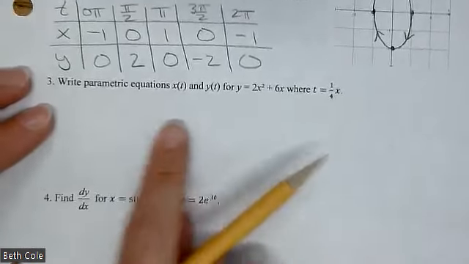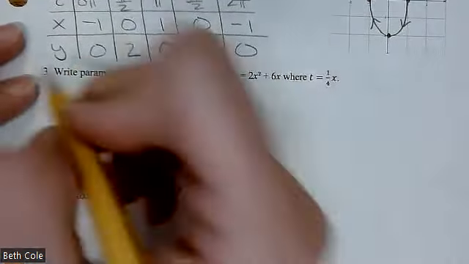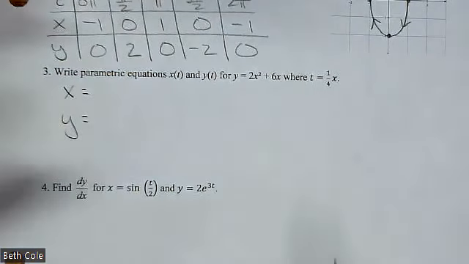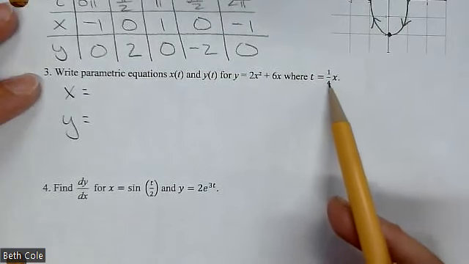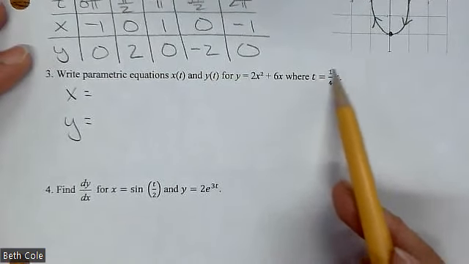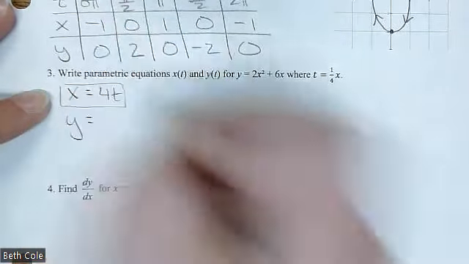Let me just do number 3 as well, and then I'll be quiet again and let you keep working. All right, so it says write parametric equations. That means you need an x equals and a y equals. That's what your answer should be. The x equals is actually pretty easy to get. You're just going to use this equation and get x by itself. So x would equal what if you get x by itself here? 4t. Okay, so that's the answer for the x equation.